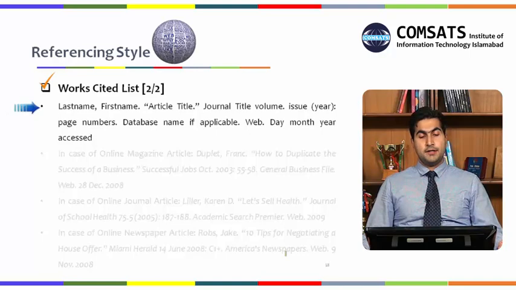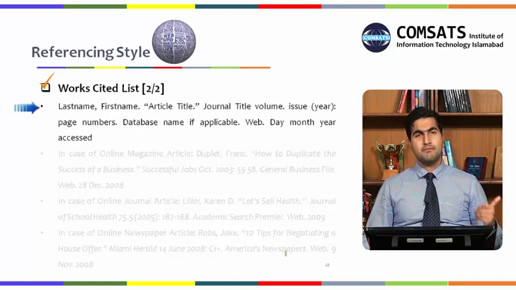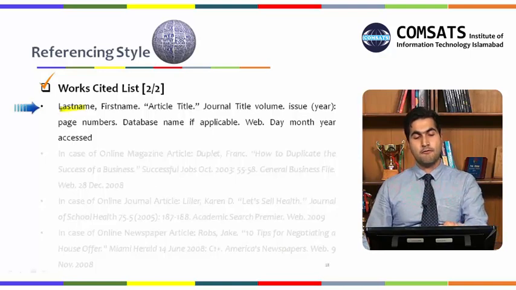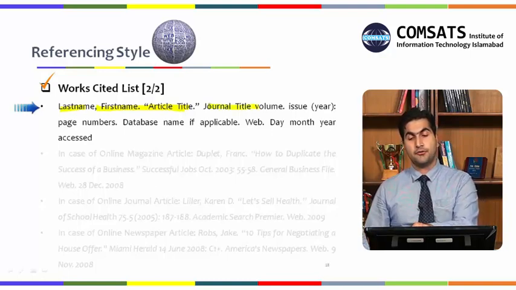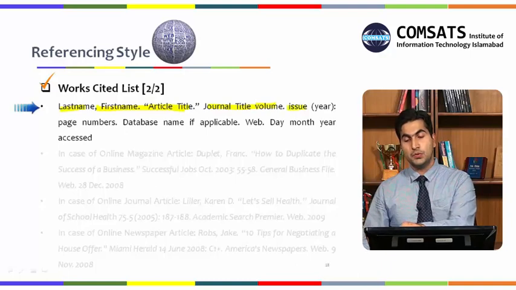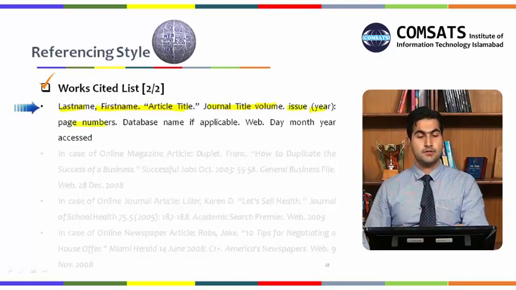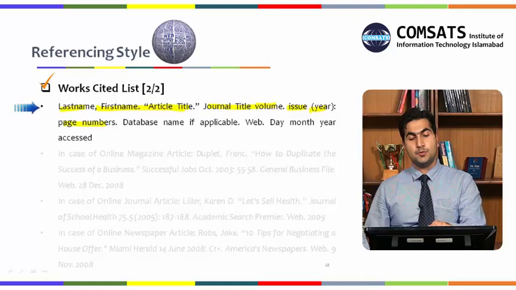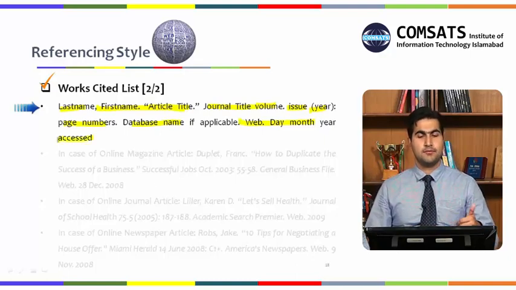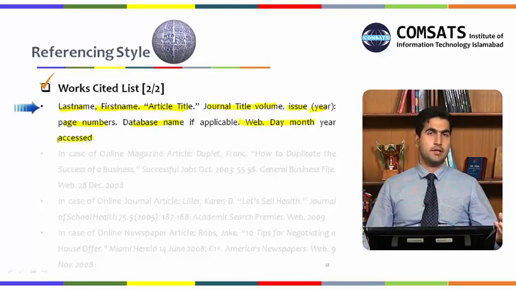This is also a format for you in case of a journal publication. For that, you have last name, comma, first name, then the title of your article within quotation marks, then the journal title, its volume, then its issue, then its year, then the page numbers, and then you provide the database name if applicable, then the source, and the year in which you accessed the website through which it is available. This is basically the format.